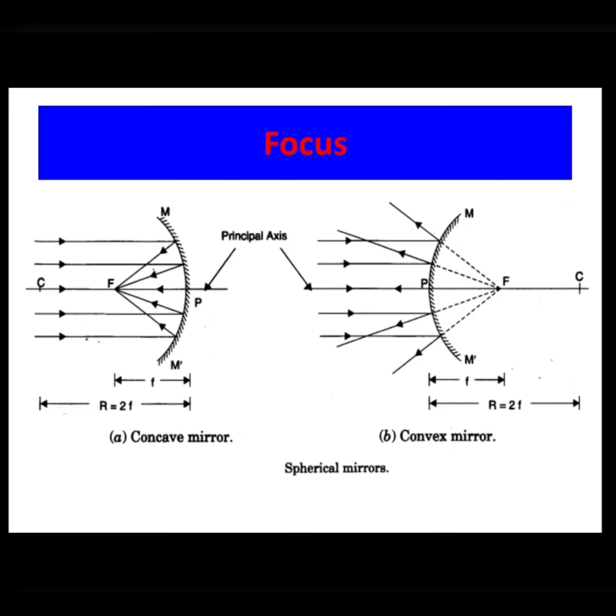Next one is focus. When a beam of light is incident on a spherical mirror, the reflected rays converge at a point or diverge at a point. For example, for concave mirror it converges and convex mirror it gets diverged. That point is said to be focus. It lies on the principal axis. We can say it is also as principal focus. It is denoted by the letter F.